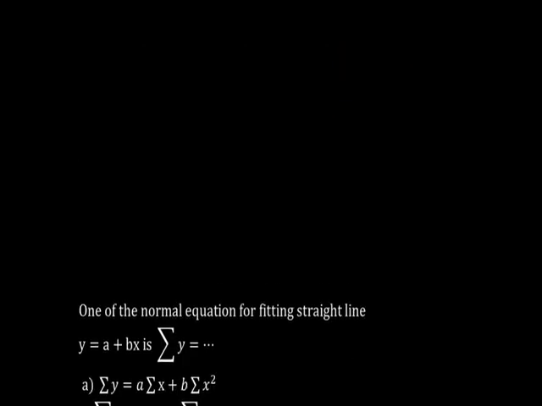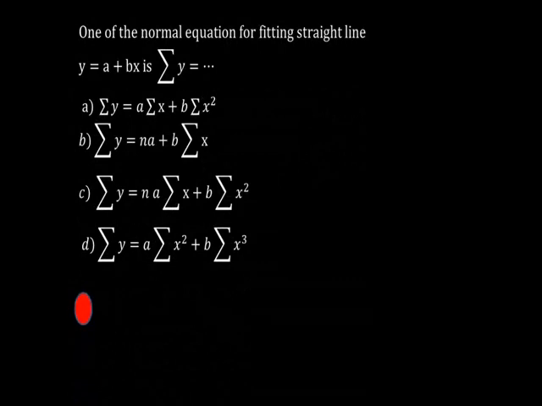Okay, now let's move to the next question. The next question is one of the normal equations for fitting the straight line y is equal to a plus bx. Here we don't want all the normal equations, we want only one of them. As I explained just now, when we have two constants in the line to be fitted, we have two normal equations. So here I want only one of them.